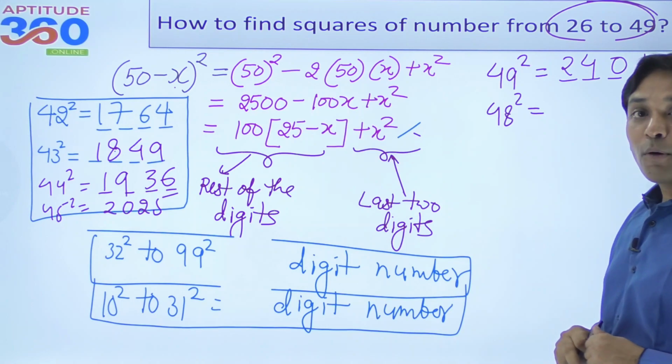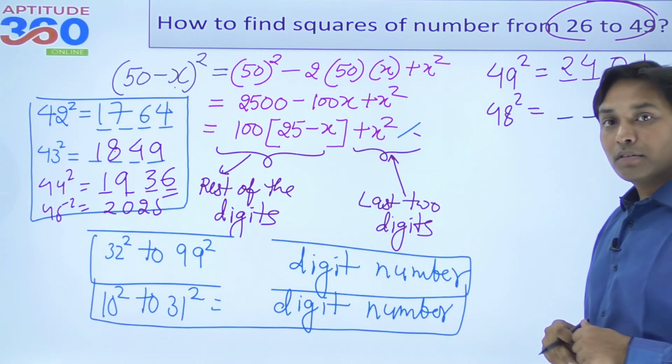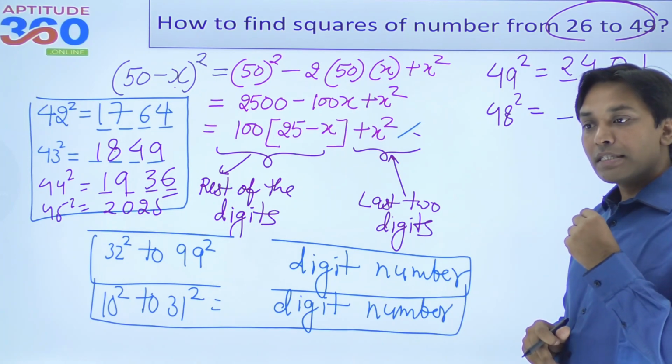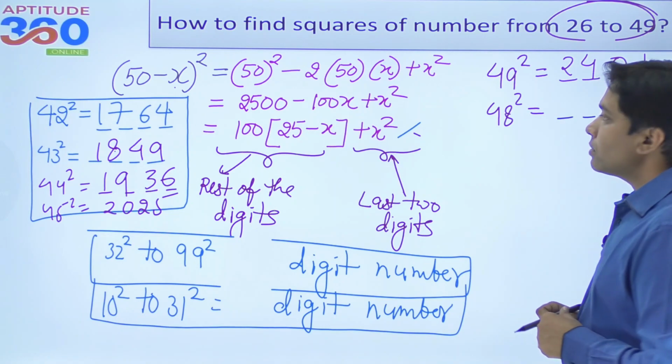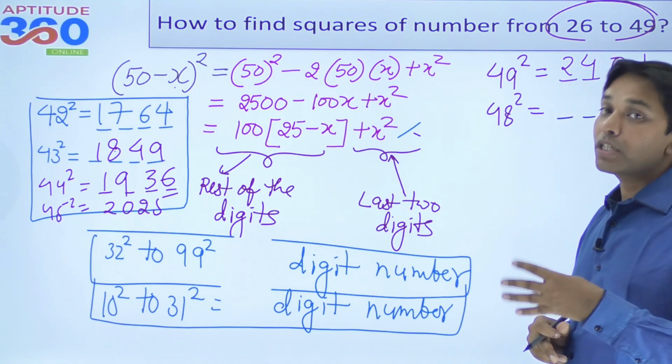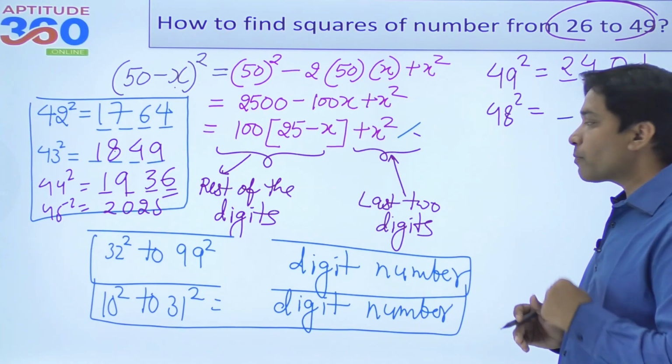Right. How about 48 square, people? 48 square is going to be a 4-digit number. And this 48 is 2 less than 50. So what is going to be the square over here? 04, you understand? 2 square is 4, which is not a 2-digit number. So we will have to make a 2-digit number by adding 0 at the tens place.